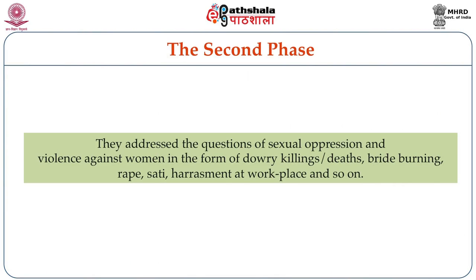The autonomous women's organizations were mainly led by middle class educated women who sincerely worked towards the cause of sisterhood, facilitating other women to speak, and also sometimes speaking on their behalf. So the autonomous women's organizations at this phase mainly addressed violence against women and sexual oppression of women in society, as well as the overtly patriarchal nature of society. The issues they addressed with regard to violence against women were related to rape, dowry deaths, bride burning, and also sexual harassment at workplace, honor killing, sati, etc.